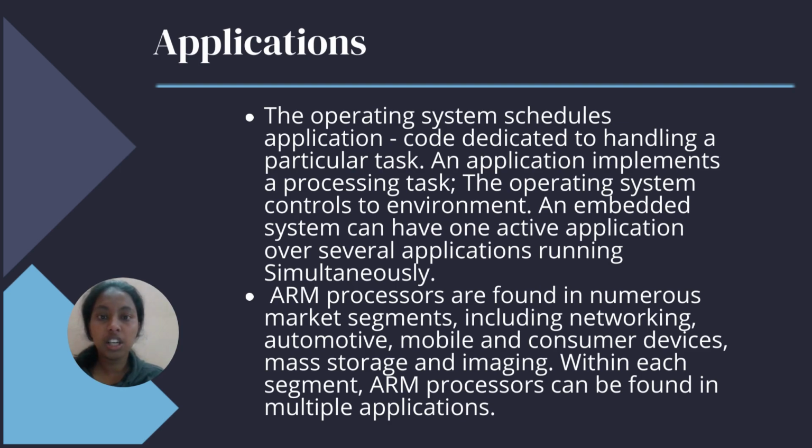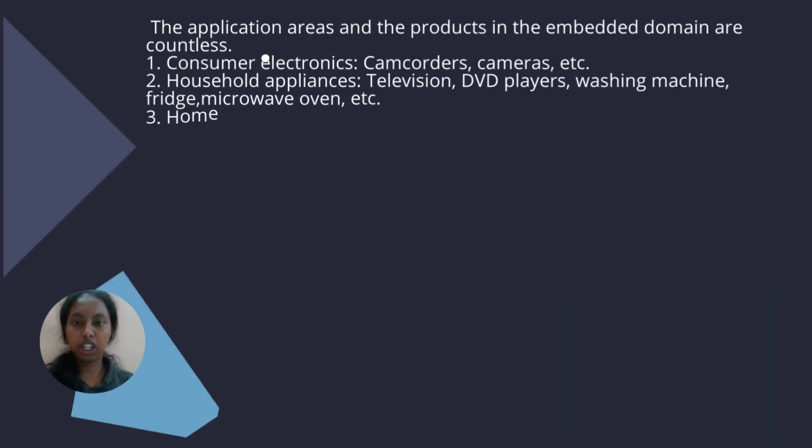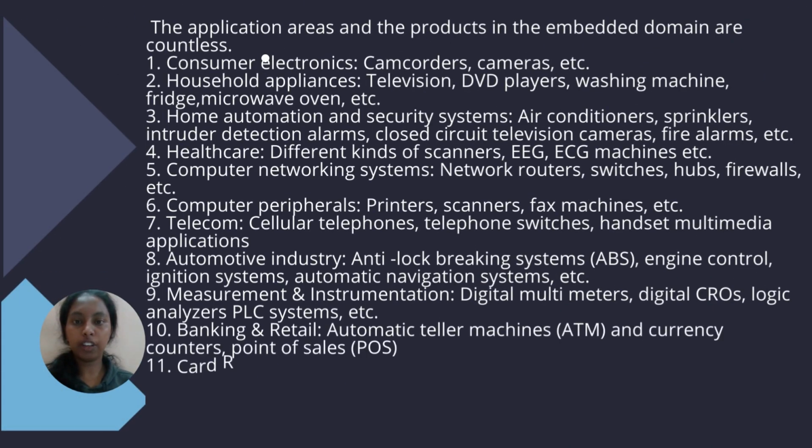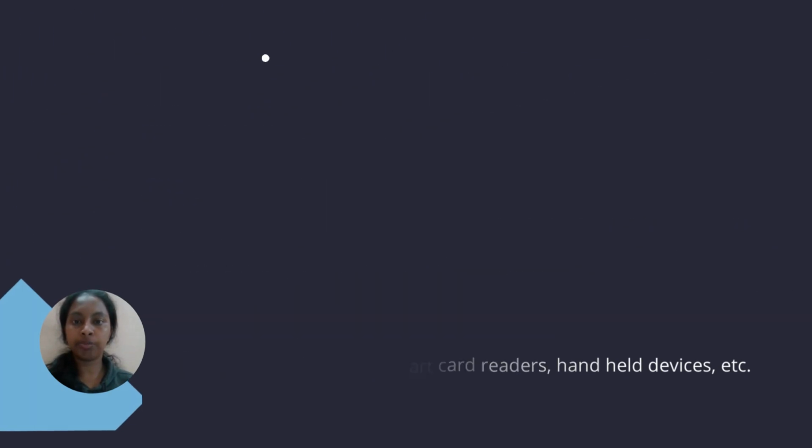ARM processors are widely used architecture in the embedded system domain and are found in various market segments and applications. ARM-based processors are known for their power efficiency, performance, and versatility, making them suitable for a wide range of devices and industries. Here are a few more applications of the embedded system software domain.